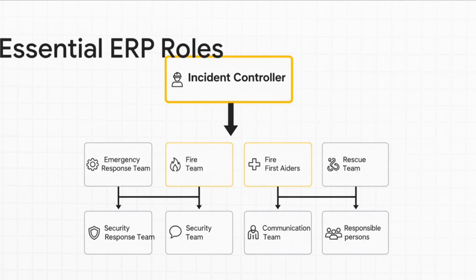Your document has to actively fight this psychological trap by clearly defining all these critical roles, so everyone knows their exact job. From the incident controller leading the charge, all the way down to the fire team, first aiders, and evacuation wardens. Every single person on this list has a distinct, non-overlapping job to execute.